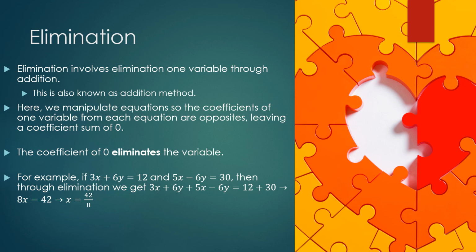So for example, if we had 3x plus 6y equals 12 and 5x minus 6y is 30, if we were to combine the equations together by adding the like terms on each side, we would end up eliminating the variable y. In other words, the y terms would cancel out, leaving us with just x, and therefore we can solve the equation for x. Let's try a problem.